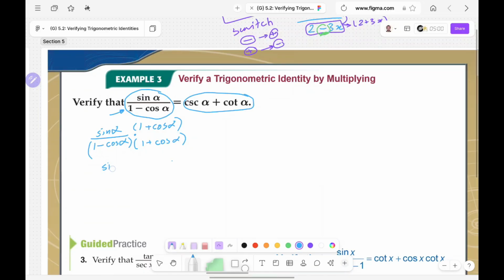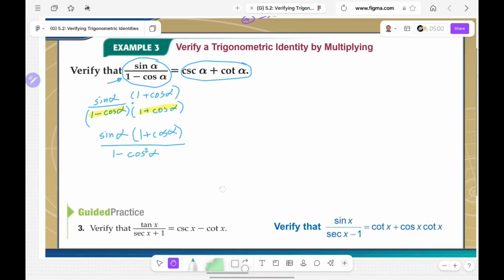So it will be sine beta multiplied by 1 plus cosine beta over, now check the denominator. Is this a difference of two squares? Yes, because the brackets are repeated but with different signs. So that's why it's a difference of two squares. We can write it as 1 minus cosine squared beta. After we identify 1 minus cosine squared beta, the next step is how we can use the identities that we know, which is the Pythagorean identity.